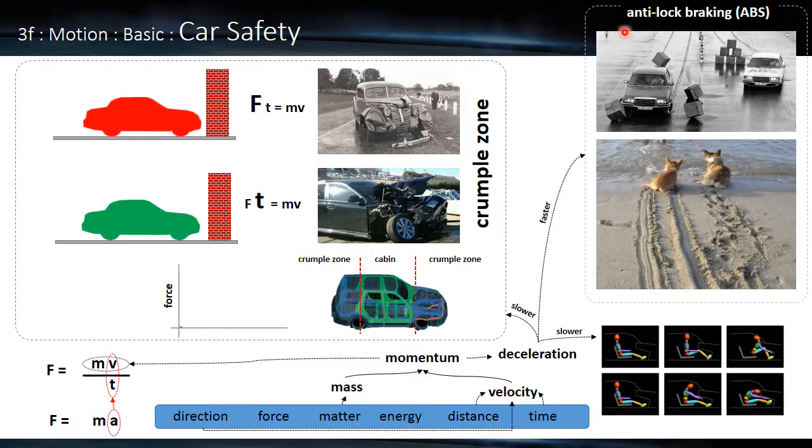Now there's also something called anti-lock braking. So first of all we have to understand what it means for brakes to be locked, and it means that the wheels stop moving. Now you might think that was the quickest way to stop, but it isn't. It's actually better to keep the wheels turning just before the locking happens, and that's what anti-lock braking does.